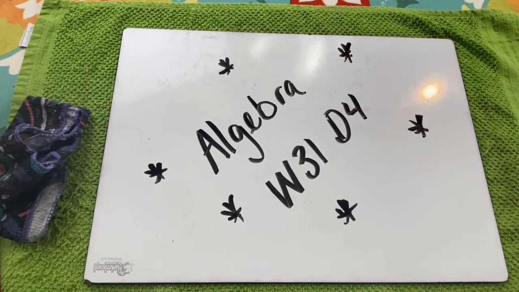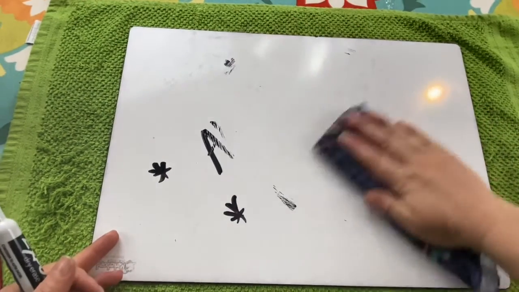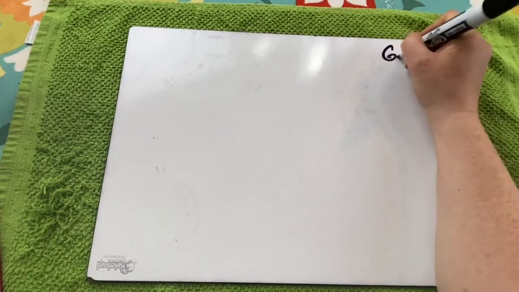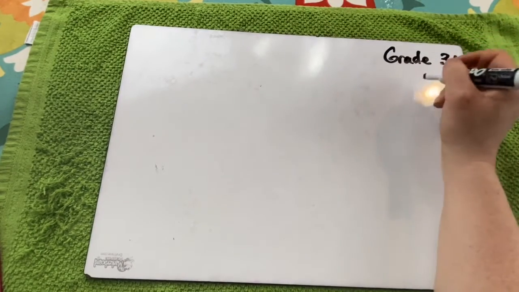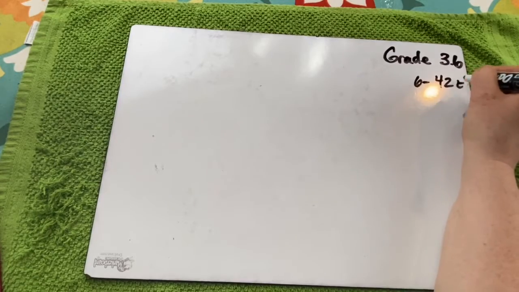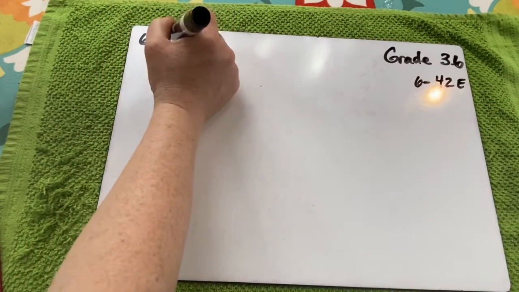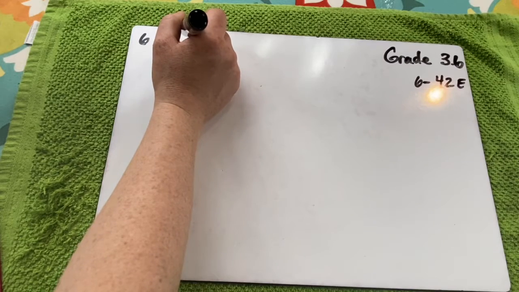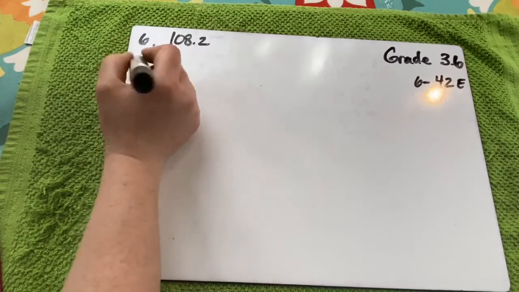Okay, so Algebra week 31, day 4 is where we're at. We're going to grade 3.6, 6 through 42 even. Okay, number 6. You just had to round to the nearest tenth, so you should have got 108.2.